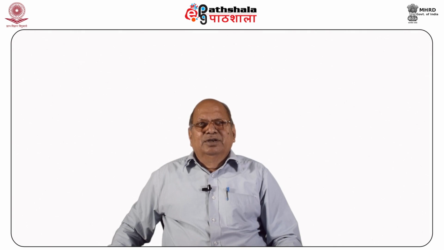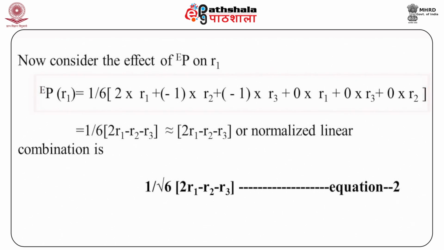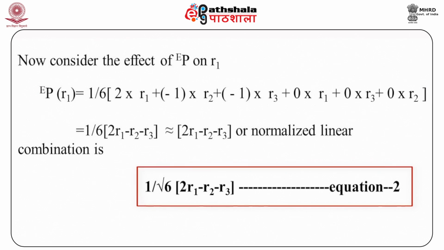Now let us consider the effect of EP on R1, that is EP R1 is equal to 1 by 6 within bracket 2 into R1 plus within bracket minus 1 into R2 plus within bracket minus 1 into R3 plus 0 into R1 plus 0 into R3 plus 0 into R1, and the net result we get by equation 2 as 1 upon under root 6 within bracket 2R1 minus R2 minus R3.